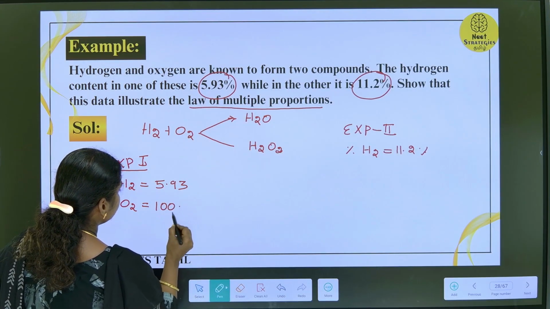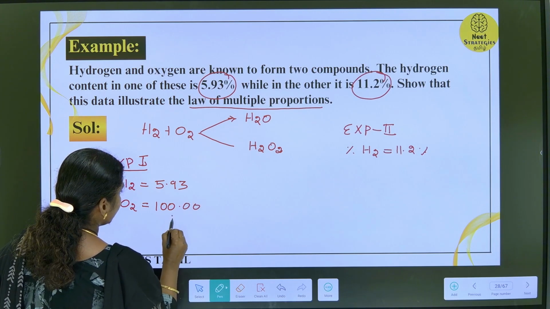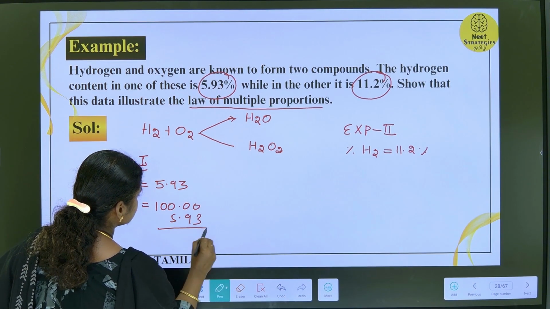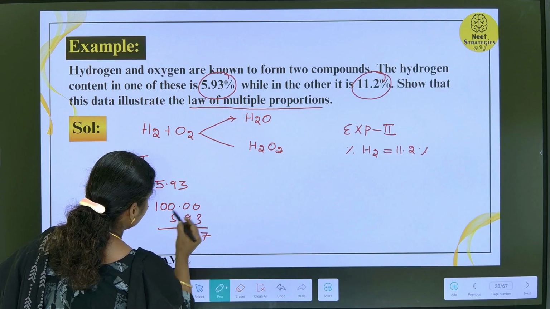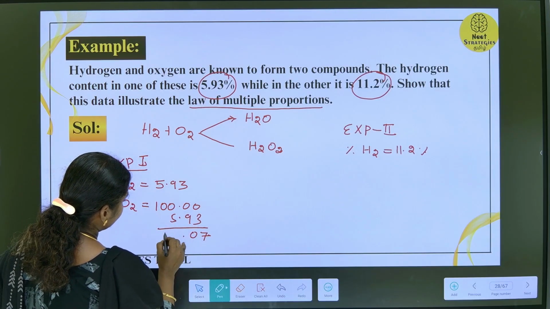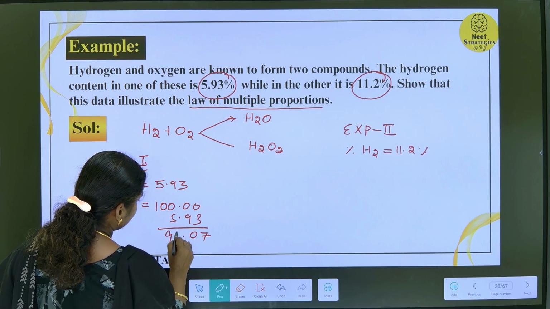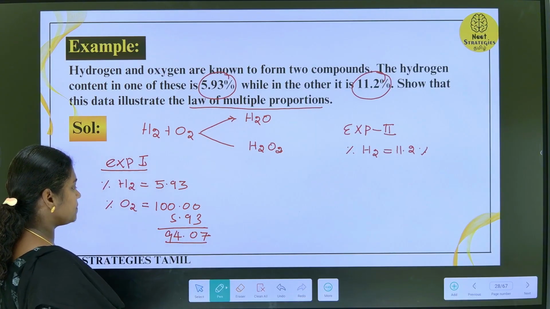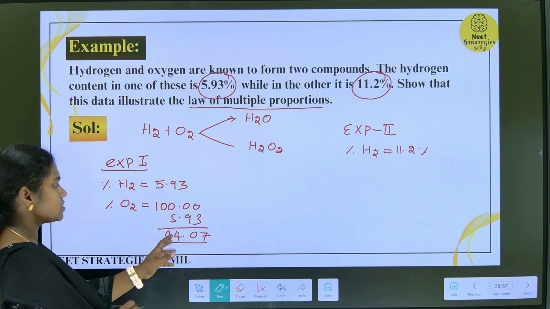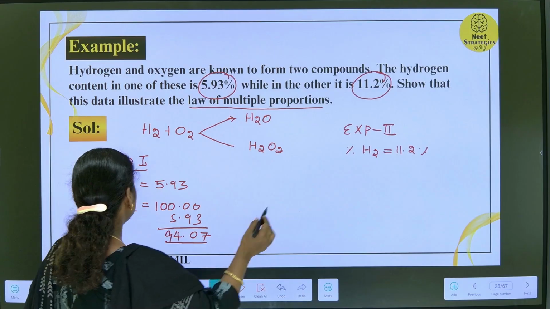100 minus 5.93, how much will we get? It is 94.07%. Okay? Percentage of oxygen is 94.07. Wait, we can check with this one also.